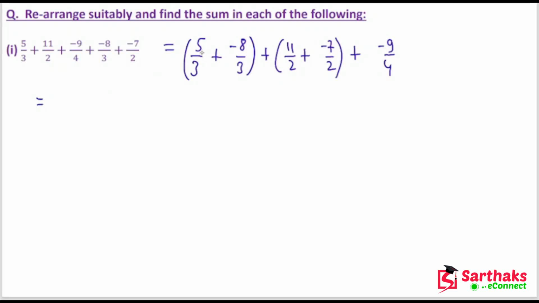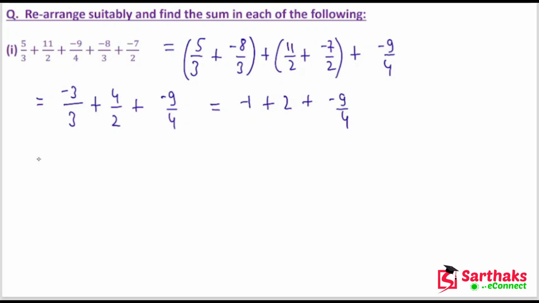So we will have 5 minus 8, which is equals to minus 3 whole upon 3. You can directly add the numerators because denominators are same. Similarly, here you can have 11 minus 7, which is equals to 4 upon 2. And here you have minus 9 upon 4. Now let us simplify them, that is bring them to the lowest value. So cancelling out 3, which is the common factor, we will get minus 1. Cancelling out 4 by 2, we will get 2. And here we have minus 9 upon 4.